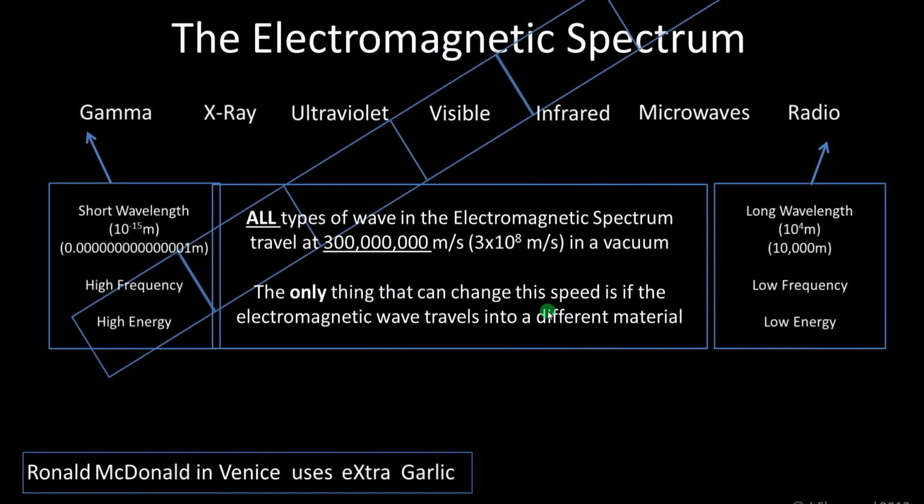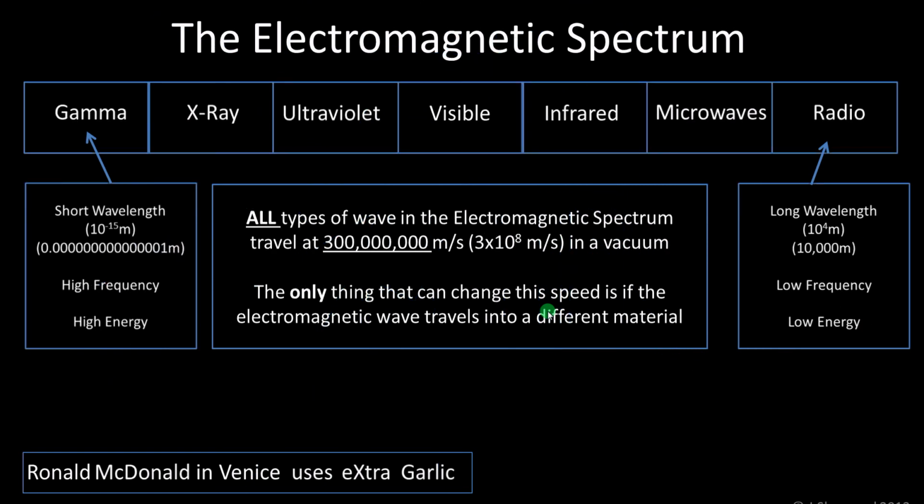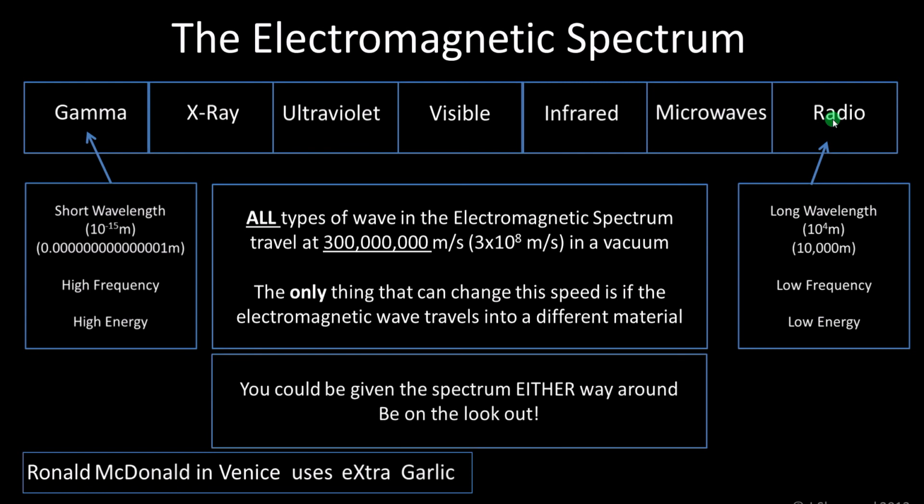Now, the other thing they can do is they can be mean and they can flip the spectrum round. Before we had it running radio on the left to gamma on the right. This time we've got gamma on the left to radio on the right. The exam could have it either way round. So you really must make sure you can write it down either way round and not just have it memorized with radio on the left. And remember, don't just think long wavelength on the left, which is how we had it before. You must remember short wavelength goes with gamma rays and long wavelength with radio waves. So, could be either way around.